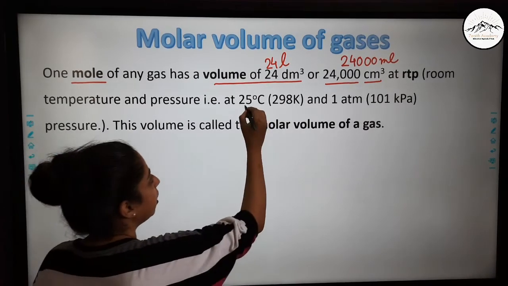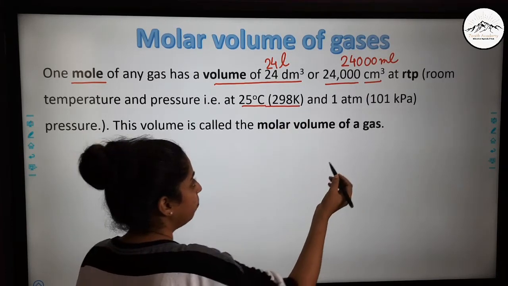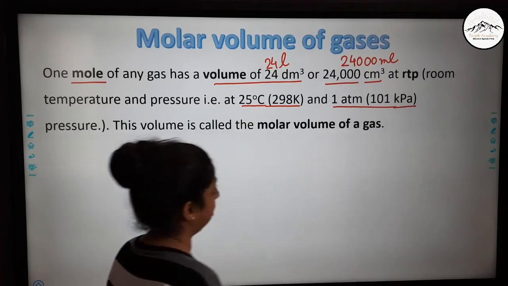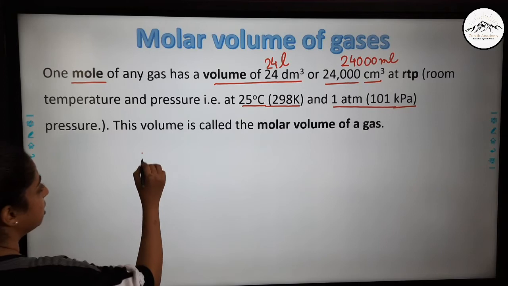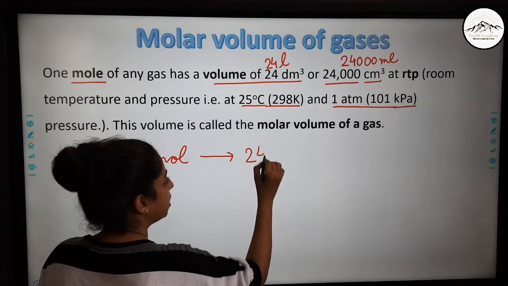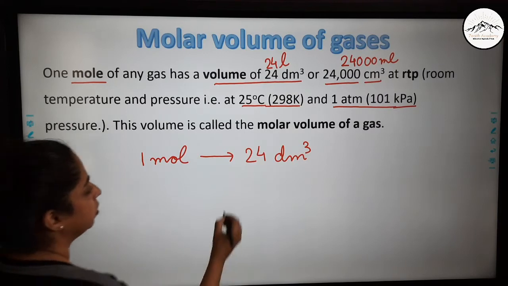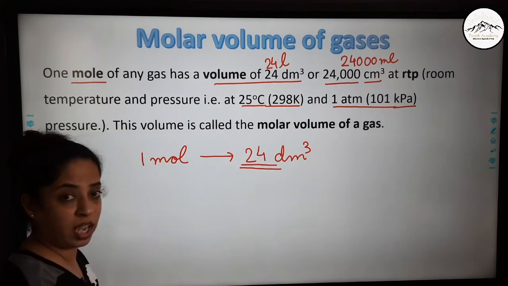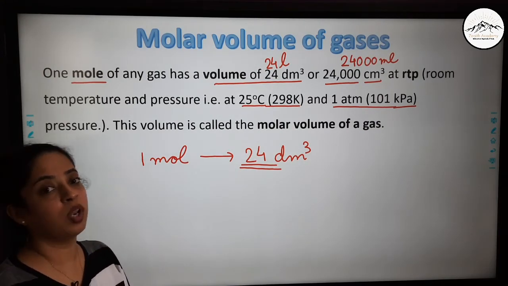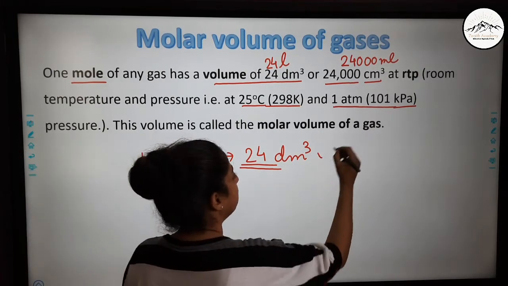So what is standard room temperature? It is 25 degrees Celsius or 298 Kelvin, and the normal pressure or the standard pressure is 1 atmospheric pressure, which is 101 kilopascal. So 1 mole of a gas contains what volume? It contains 24 decimeter cube. Okay. Now this volume is called molar volume of a gas. So when we say what is the volume of 1 mole, it is molar volume. So the volume of 1 mole is molar volume, and which is 24 decimeter cube.